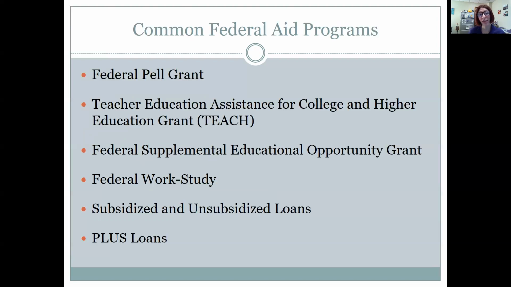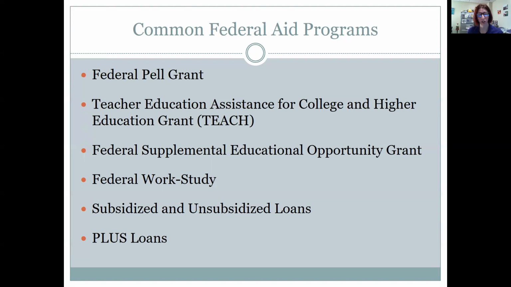Some of the common federal aid programs you will see: the Pell Grant is probably the largest. This one currently is based off of what your financial contribution is on the FAFSA. If it's above about 5,800 right now, you would not be eligible for the Pell Grant, but an EFC lower than that would be. There's also the Teach Grant. This is for students who are considering going into the education field and teaching in some very specific areas. You can talk to the schools you're applying to for more information.